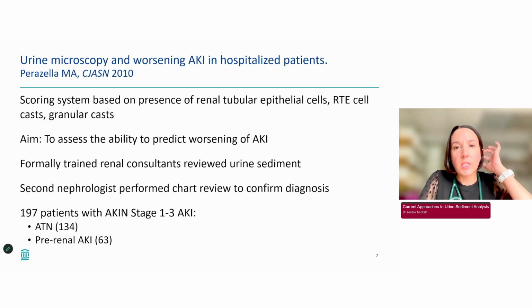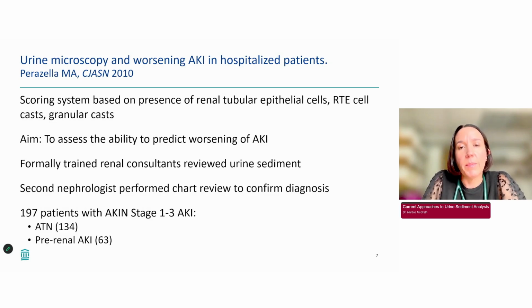Mark Parikh has done quite a lot of work to try to formalize how we use the urine sediment in caring for patients with acute kidney injury. He came up with this scoring system based on the presence of renal tubular epithelial cells, RTEC casts, and granular casts in the urine, with the goal of assessing the ability to predict worsening AKI. The urine was assessed by renal consultants who had been trained in what they were looking for in the urine sediment. Then a second, blinded nephrologist looked at the chart and agreed on what the diagnosis was. They enrolled 197 patients with stage 1 to 3 acute kidney injury, 134 of which were adjudicated to have ATN and 63 had prerenal AKI.